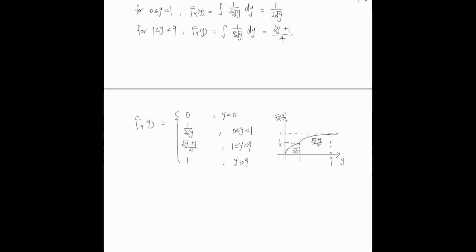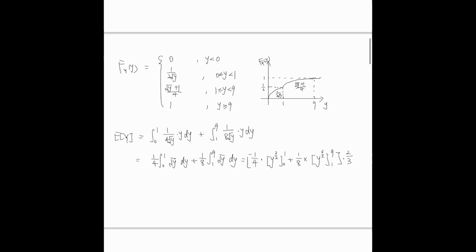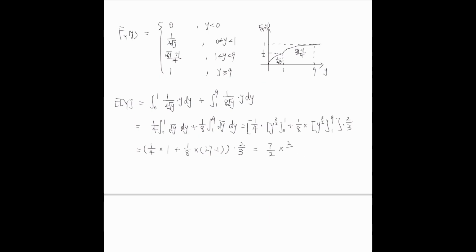So the expectation of Y equals the integral from 0 to 1 of 1/4 square root of y times y dy plus the integral from 1 to 9 of 1/8 square root of y times y dy, which equals 1/4 times the integral from 0 to 1 of y to the 1/2 dy plus 1/8 times the integral from 1 to 9 of y to the 1/2 dy, equals 1/4 times y to the 3/2 from 0 to 1 plus 1/8 times y to the 3/2 from 1 to 9, times 2/3. That equals 1/4 times 1 plus 1/8 times (27 minus 1), times 2/3, equals 7 over 2 times 2 over 3, equals 7 over 3.